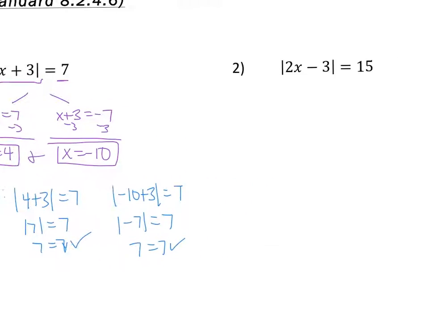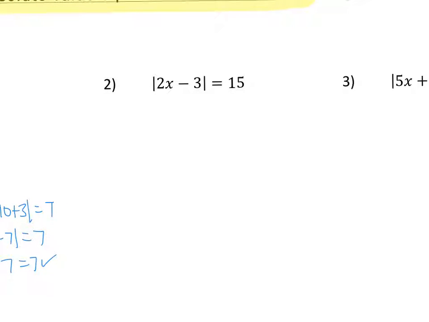Okay, let's move on to number 2. Number 2, it looks like it's already isolated again. We don't have to do any manipulating there. So what I would do is branch it right away and rewrite it as 2x minus 3 is equal to a positive 15, and 2x minus 3 is equal to a negative 15. So those are our two different cases.